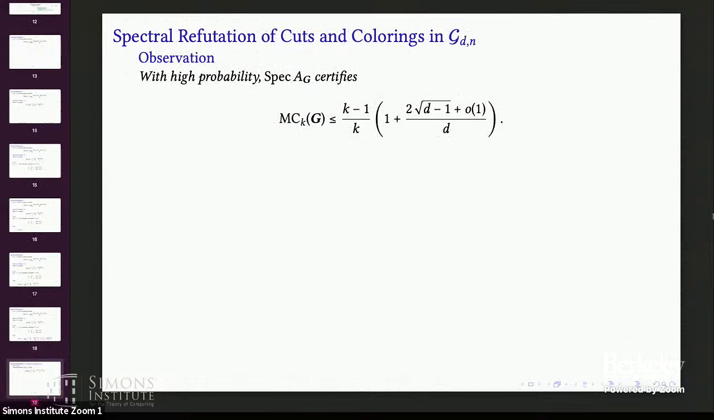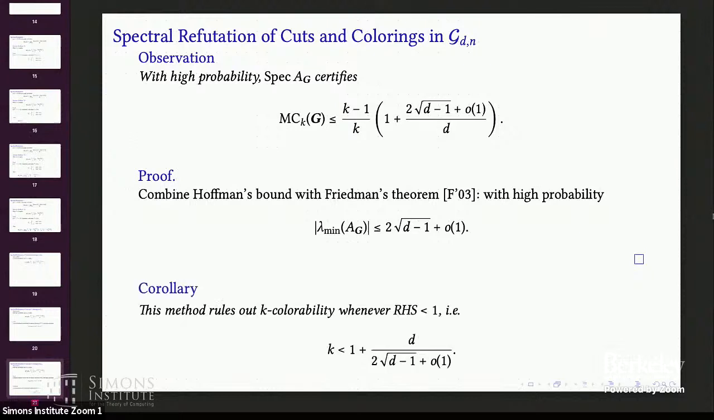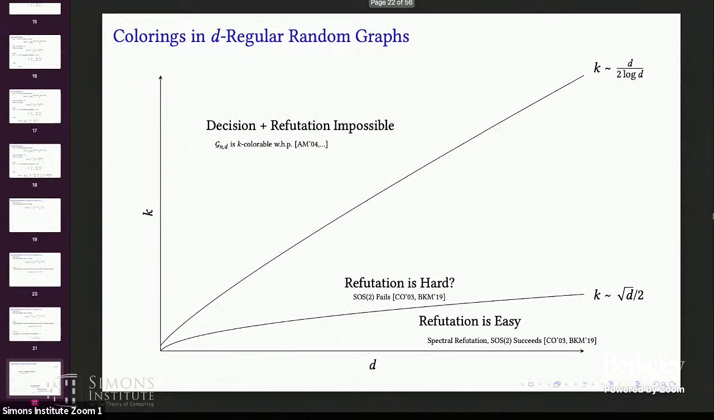Okay, how do you use this to get an upper bound on MCK for the planted model? Well, this is the kind of thing you get. You get it just by combining Hoffman's theorem from the previous slide with Friedman's theorem about where the eigenvalues of the adjacency matrix of a random d-regular graph lie. In particular, the smallest one is at most 2 root d minus 1 plus a little bit of extra stuff in absolute value. And so, of course, this rules out K colorability whenever this right-hand side is less than 1, which happens when K is around d over 2 root d minus 1. Okay, so that's the story of this bottom line in the phase diagram.